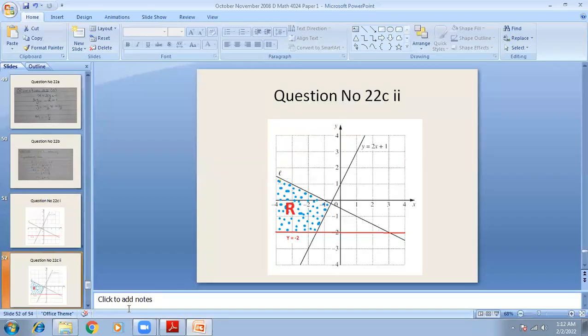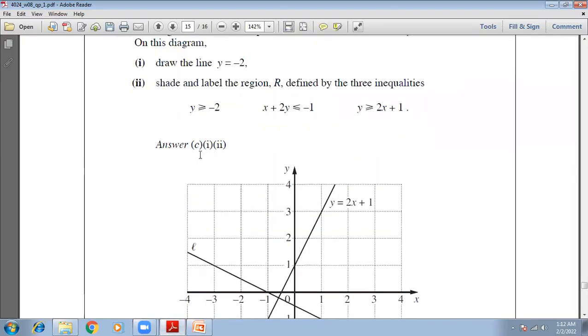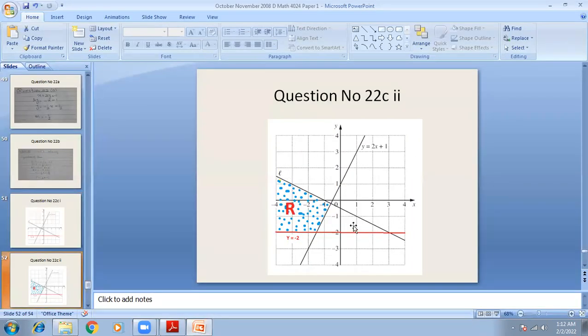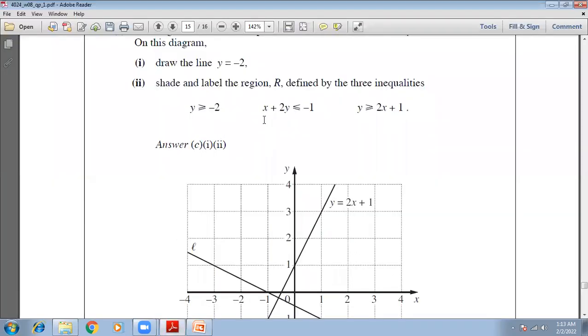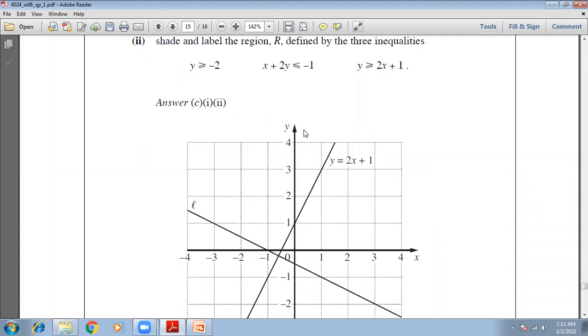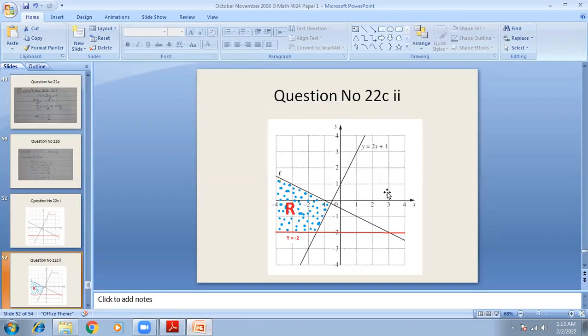Let me read the inequalities so it makes it easy for you. Y is greater than minus 2. So you have y greater than minus 2, crocodile's mouth is towards y. So the area above this line is the required area. So the area above this red line is the required area. Then this is x plus 2y less than minus 1. So which line is this? This is this line. So crocodile's back is towards the y. So the area below this line is the required area.